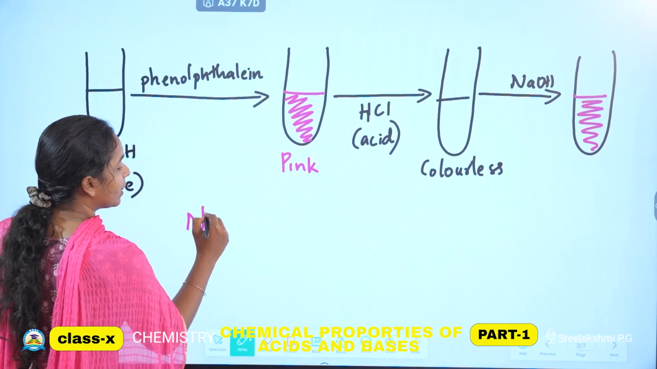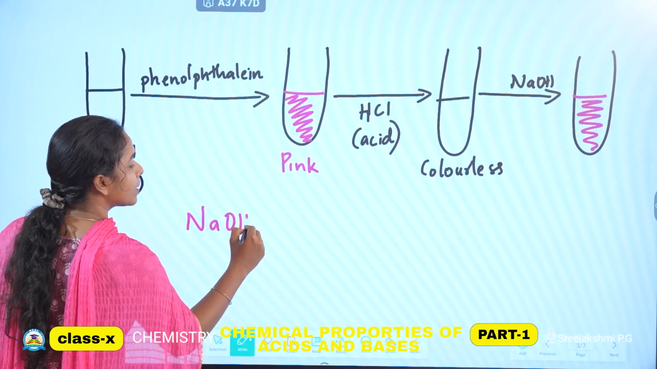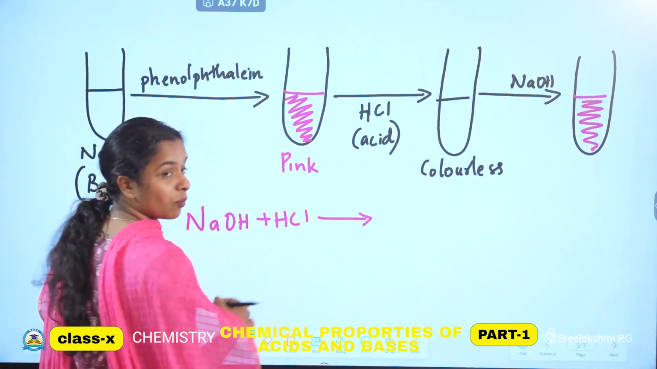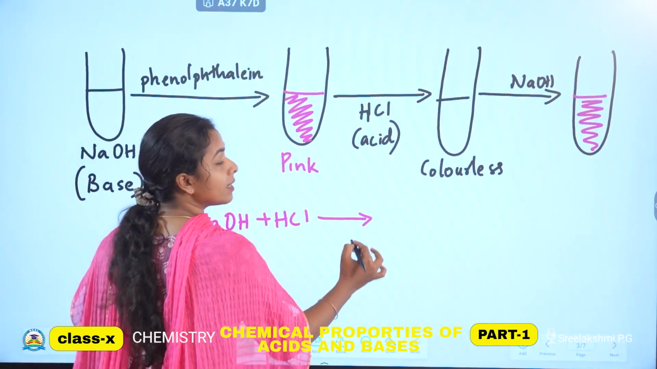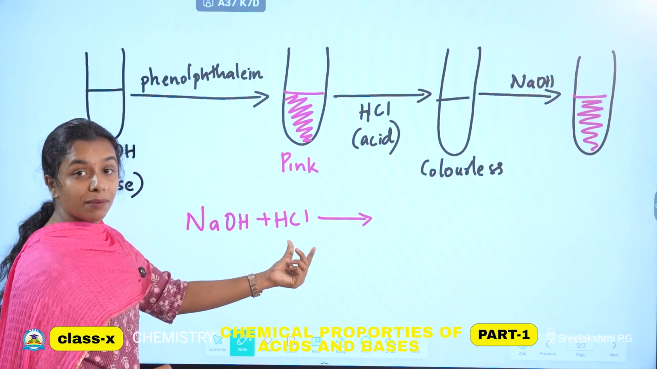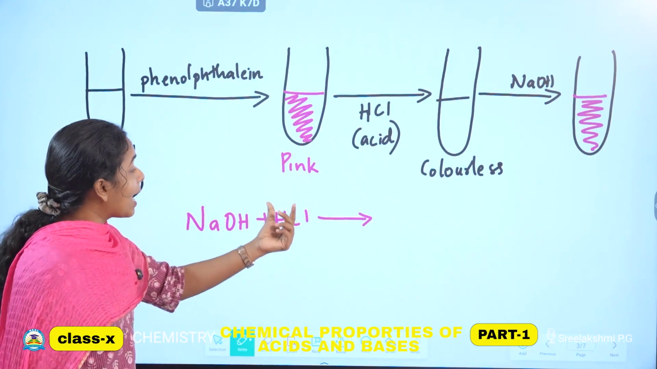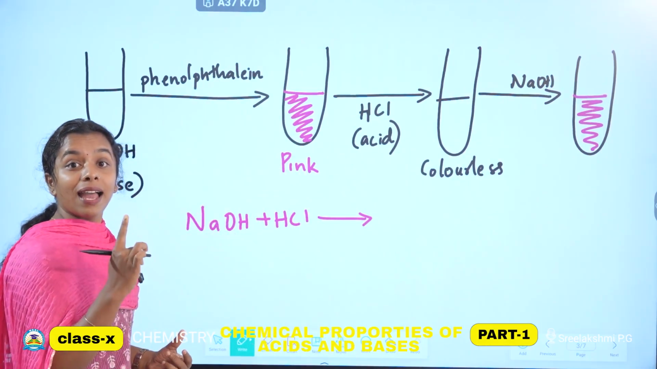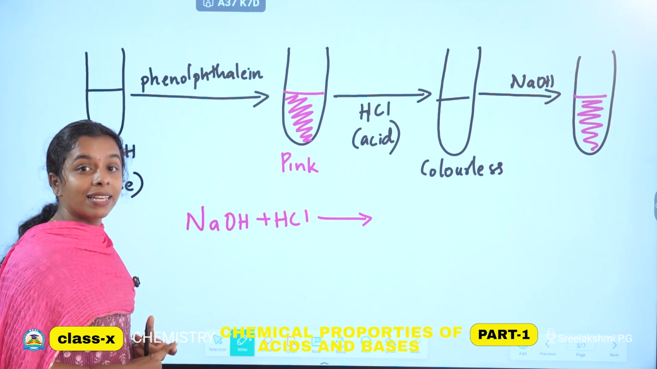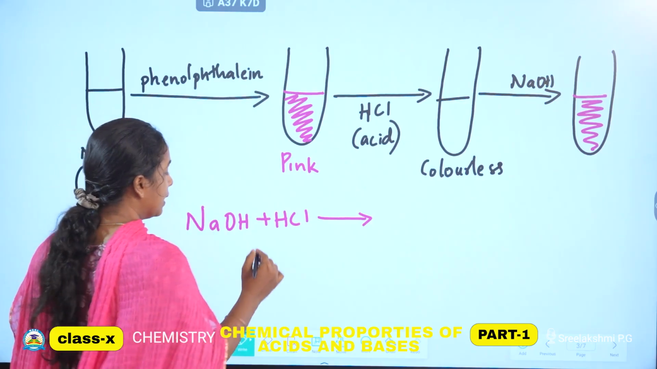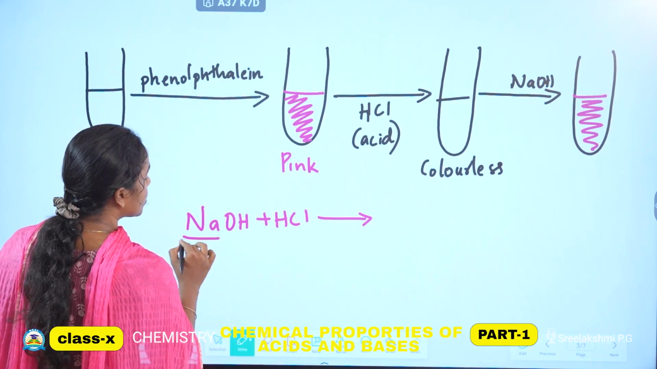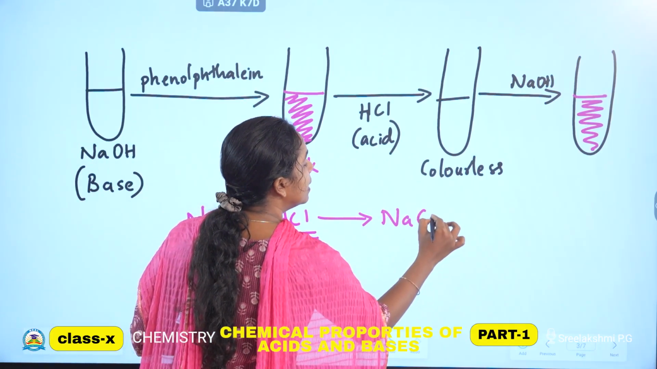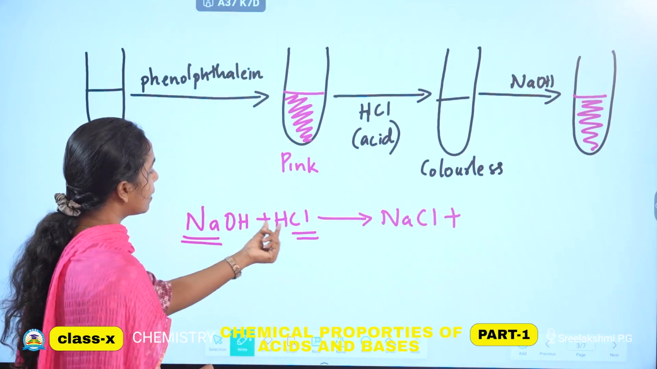Now can we have a look into the reaction of NaOH and HCl? If we take NaOH plus HCl, what will we get? NaOH is a base and HCl is an acid. An acid reacting with a base will give salt and water. Here the salt will be sodium and Cl, that means we will get NaCl, sodium chloride, and the remaining will be what?